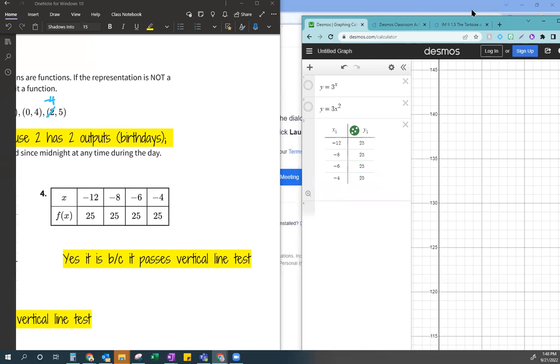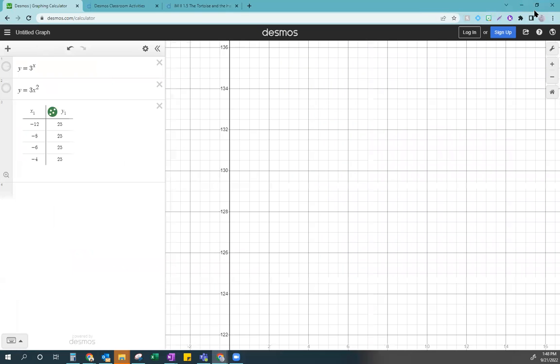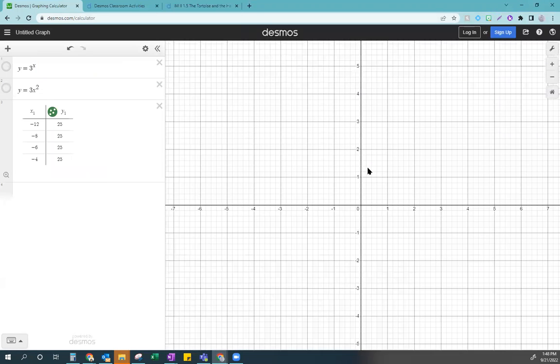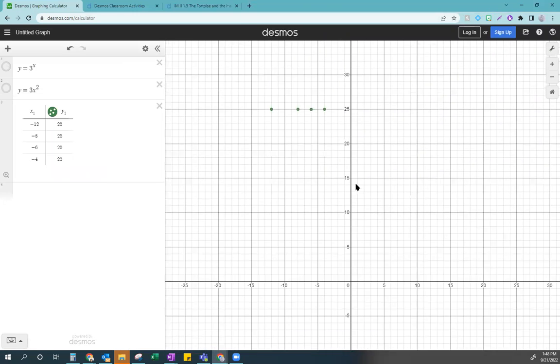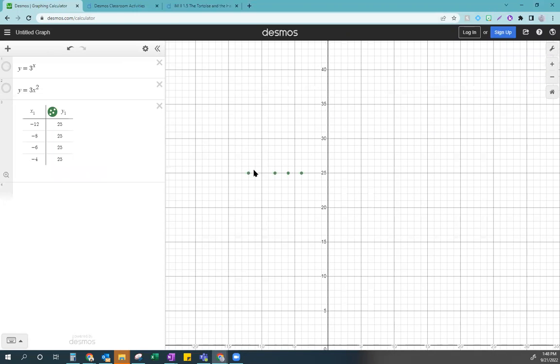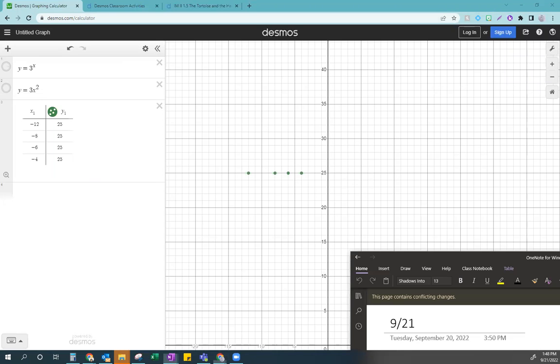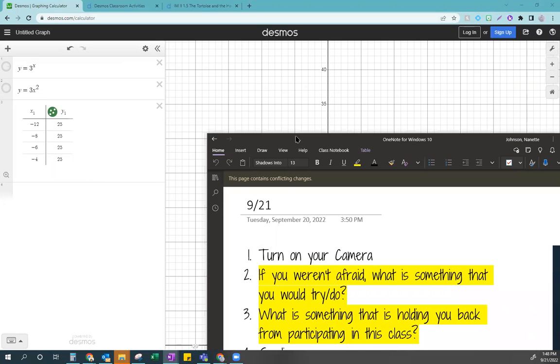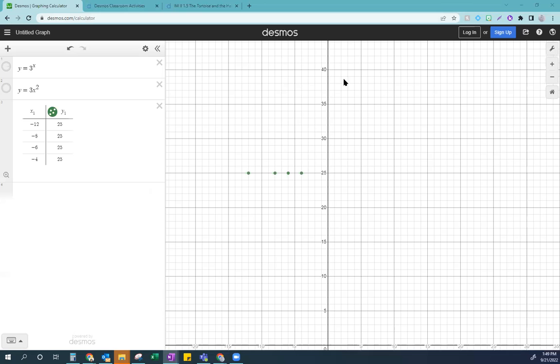Okay, so let me find where my graph is. Oops. Here. Let me go home because I can't see. Where's my graph? Let's zoom out a lot, right? Because it's at 25. Oh, there they are, right there. Okay, so then I would take my vertical line over this guy, right? It's just a bunch of dots. Dot, dot, dot, dot. So yeah, it passes the vertical line test, right? So this one does pass the vertical line test.